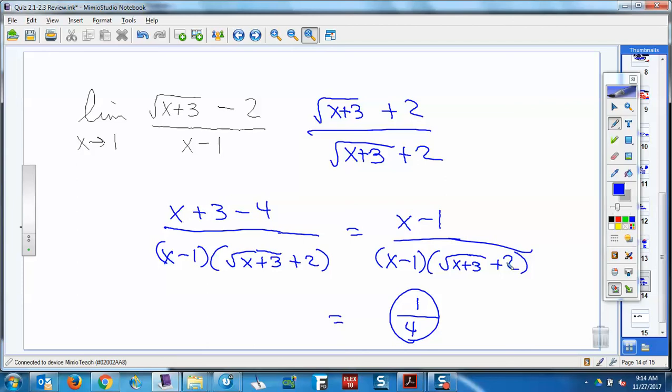Okay, the bottom we just leave in its factored form. Why? Because something's going to cancel. So we leave the bottom as x minus 1 times that quantity there. And sure enough, look what happens on top. We get x minus 1.